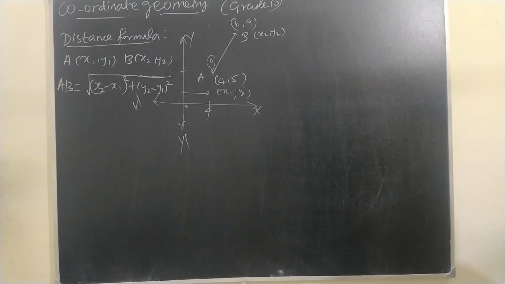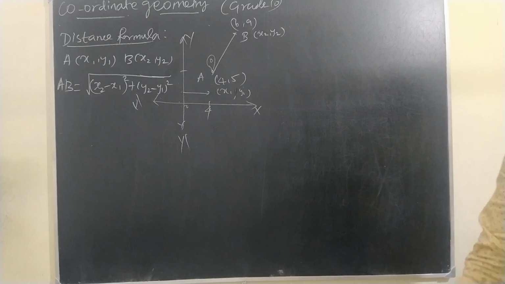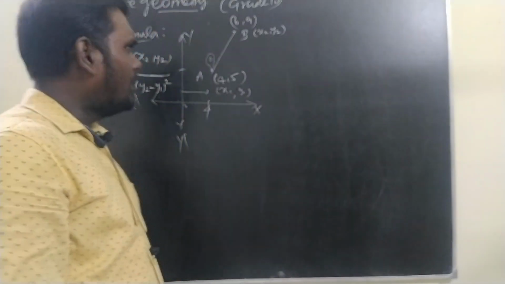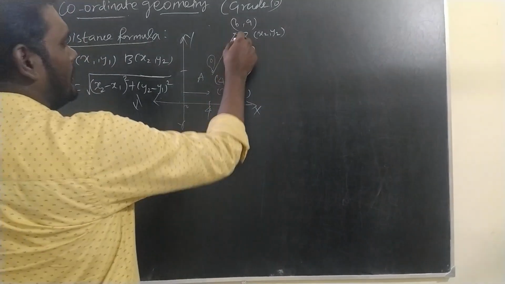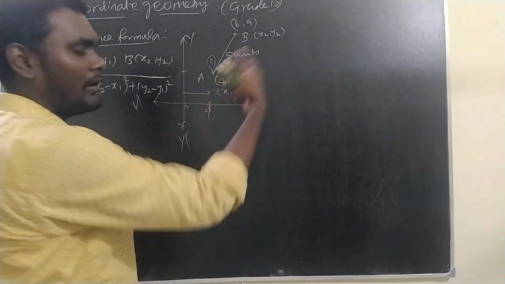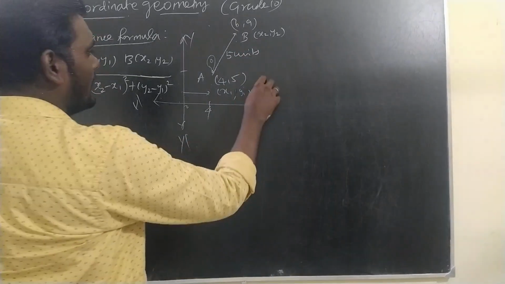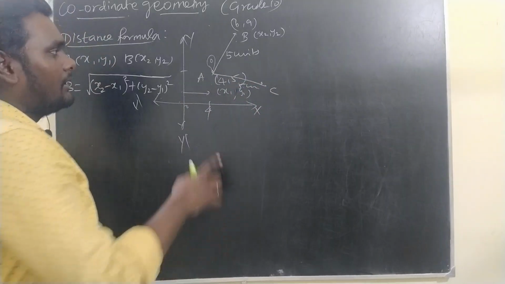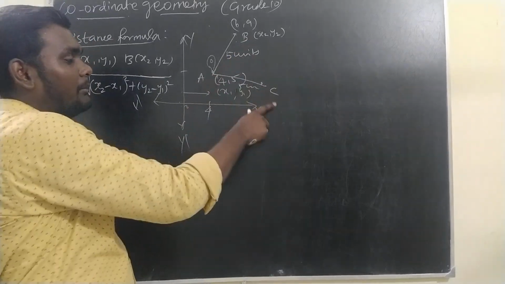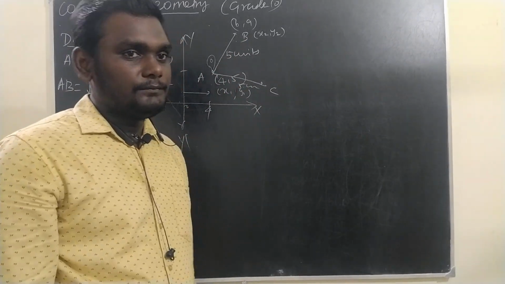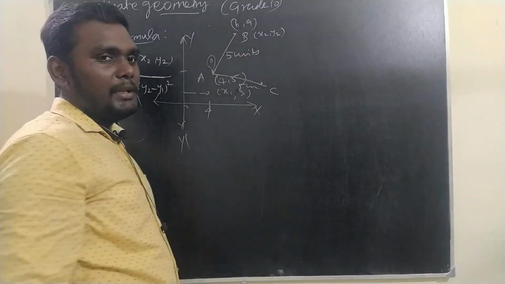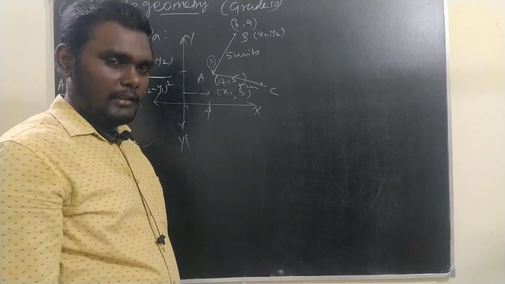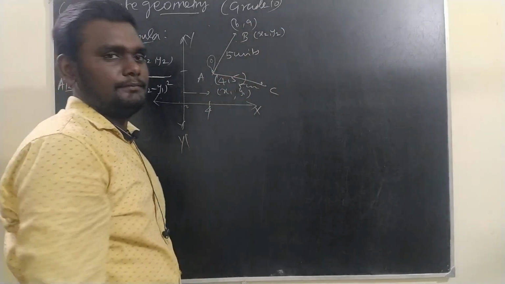And after that, equidistant points. Equidistant, what does this mean? Suppose this point A is 5 units away from B. There could be some other point which is again 5 units away. So we can say that this point A is equidistant from B and C. What do we say? Point A is equidistant from B and C, or do we say B and C are equidistant from A? Yes, B and C are equidistant from A.